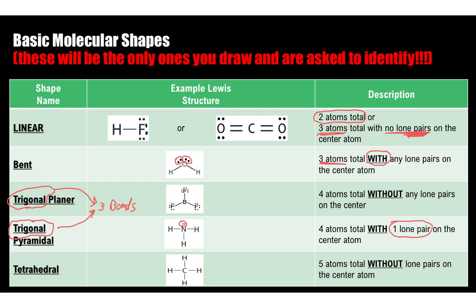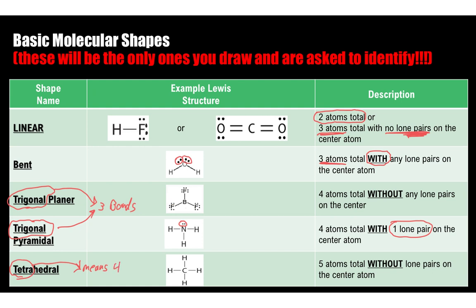They call it pyramidal. Finally, if we have 5 total atoms, a center and 4 surrounding atoms, all right, we get a shape called a tetrahedral. Tetra, remember, means 4.